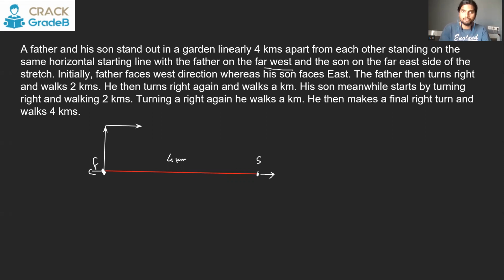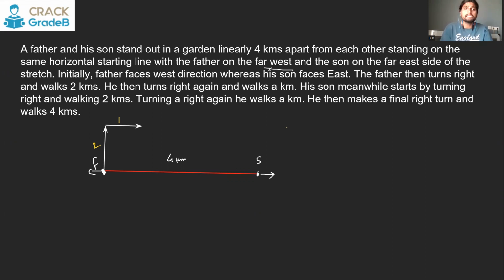Whenever you solve these types of questions, you have to maintain the scaling. That means if you are drawing first 2 kilometers and then 1, the 1 should definitely be less than 2. You don't have to be precise, but you have to maintain the scaling. It shouldn't happen that your 1 goes beyond this 4 kilometers. That will totally get you wrong. So just maintain a scaling.